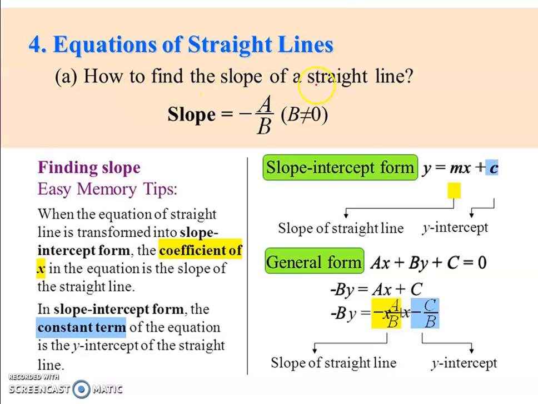We need to know how to find the slope of a straight line. Slope formula: minus a upon b. Slope intercept form: y is equal to mx plus c. And always remember ax plus by plus c equals 0. That means minus a upon b is the slope of the straight line, but minus c upon b is called the y-intercept. That's why when the equation of a straight line is transformed into slope intercept form, the coefficient of x is the slope of the straight line, and the constant term of the equation is the y-intercept.